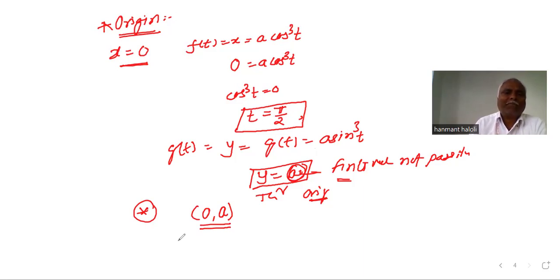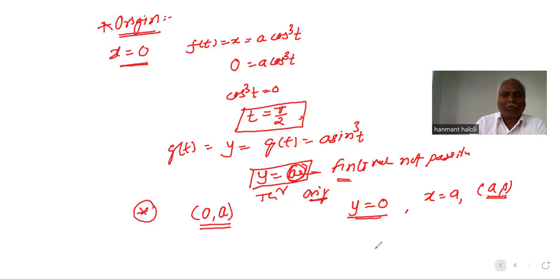Okay. Now similarly we put y equal to 0. Similarly, check and find the value of t. Then you get x equal to a. Therefore you get one more point, a, 0. Here also the curve is not passing through the origin, but it intersects the coordinate axes. It is symmetric about both the axes and not passing through the origin.